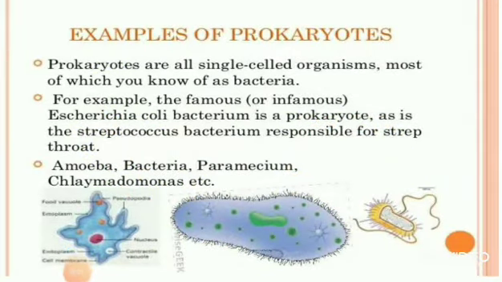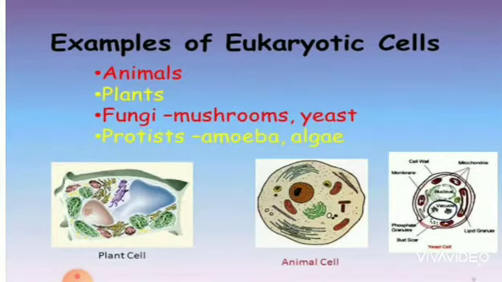Another example of prokaryotes. Prokaryotes are all single-celled organisms, most of which you know of as bacteria. For example, the famous Escherichia coli bacterium is a prokaryote, as is the Streptococcus bacterium responsible for strep throat. Amoeba, bacteria, paramecium, chlamydomonas, etc. These are the examples of prokaryotes. These organisms do not have a nucleus. Do you follow, children?